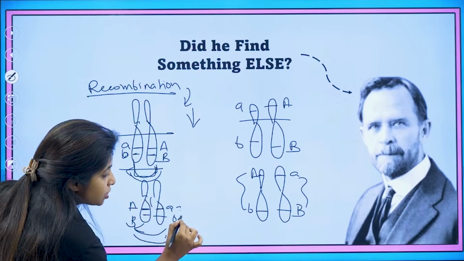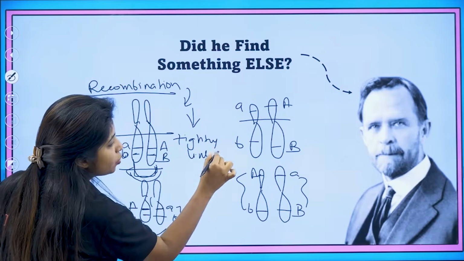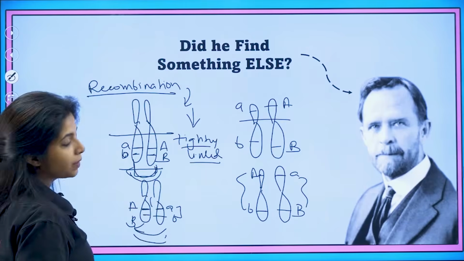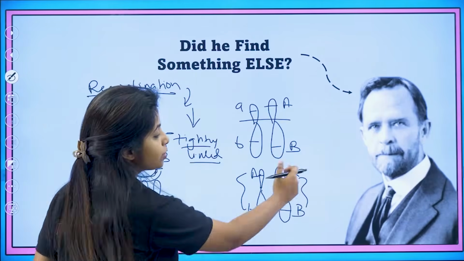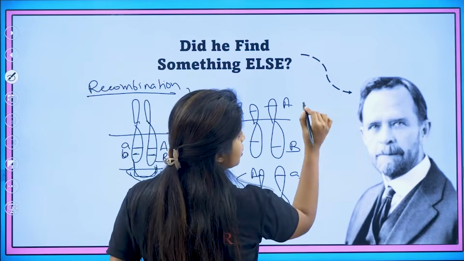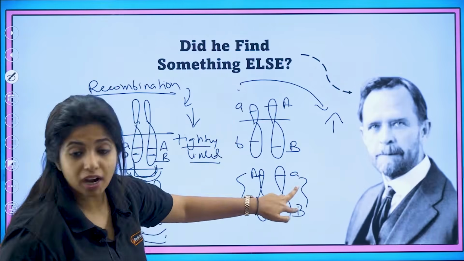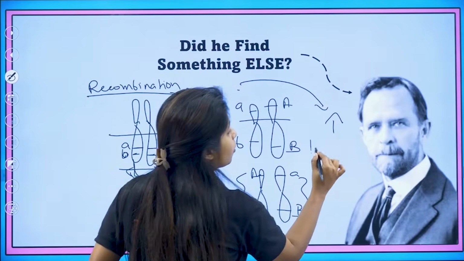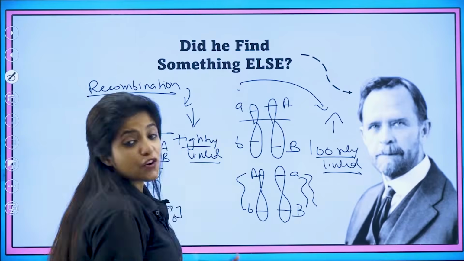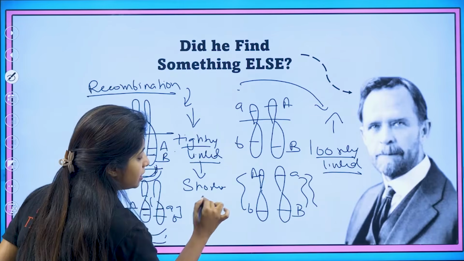Why, ma'am? Because the genes over here are tightly linked to each other. They are very close to each other. They have very less distance between them. Whereas here you see a newer combination being formed, capital A with small a with capital B, a very new combination. So can I say here the chance of recombination is more? Why? Because the genes which are here are not tightly linked, but loosely linked. Loosely linked genes means they have longer distance between them. Tightly linked genes means they have shorter distance between them.